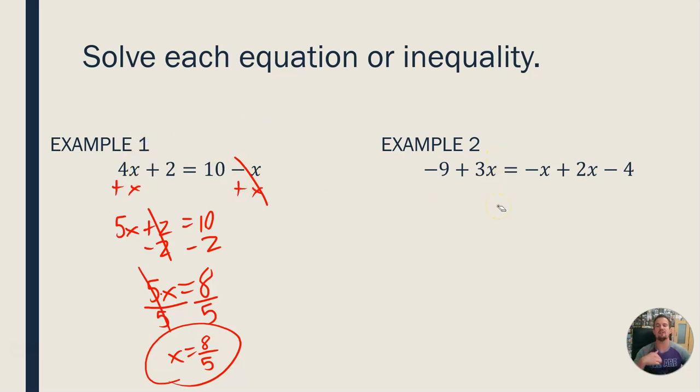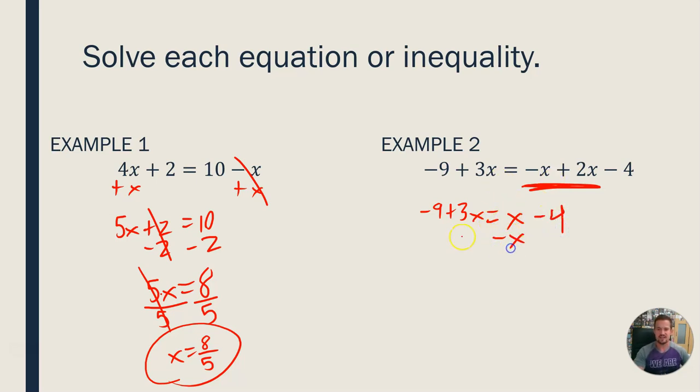So again, let's get all the x's on the same side of the equal sign. It does not matter which side I put all the x terms, so I'm going to go ahead and, first of all, combine these like terms together. It's going to give me negative 9 plus 3x equals negative 1x plus 2x, which gives me just a positive 1x minus 4.